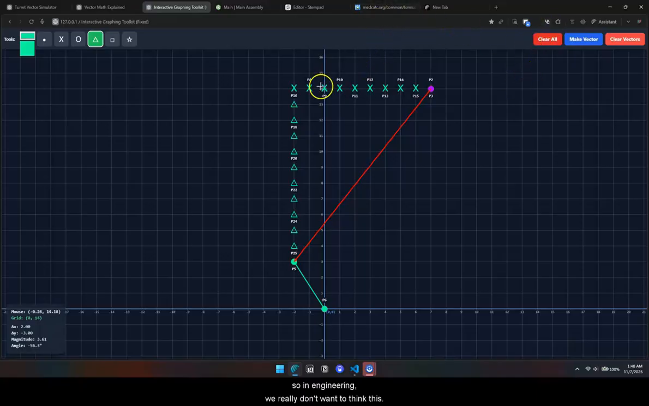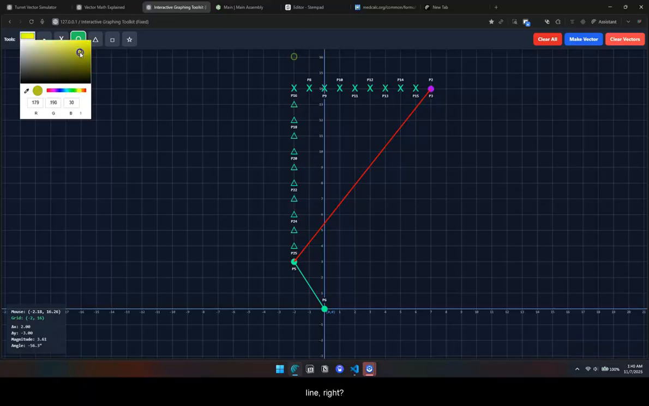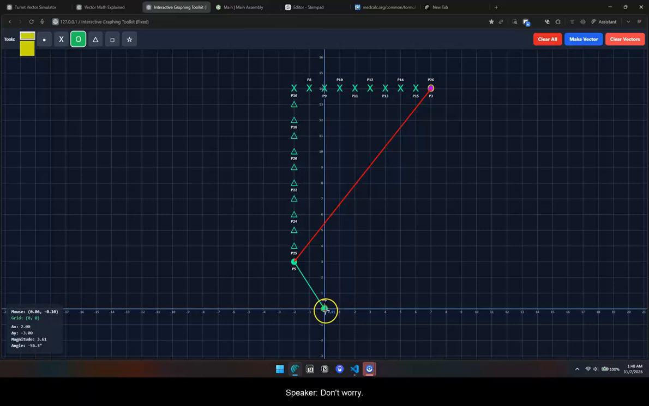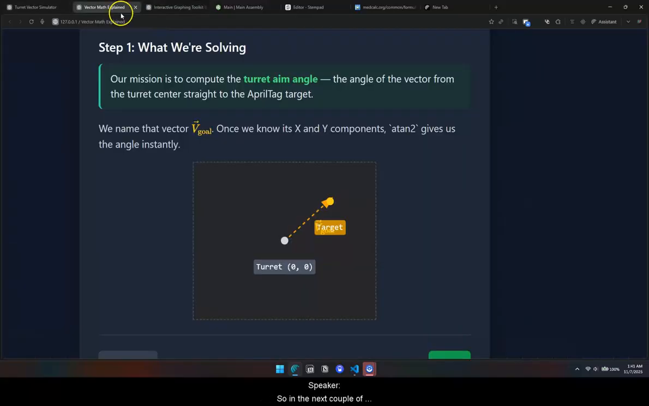Okay. So in engineering, we really don't want to think this. We want to think from here to here straight away. So that would be our golden line. Right. Let me give you a golden line. Don't worry. Make vectors. So this is what we are interested in. In the next couple of slides, we are going to look at it. Okay, that's your goal, V goal.